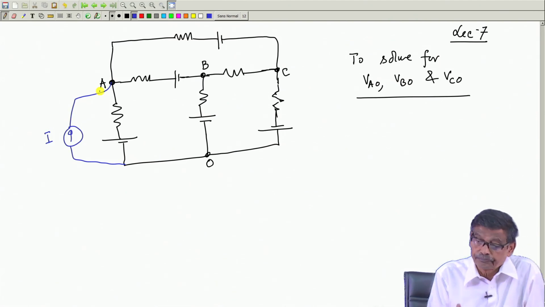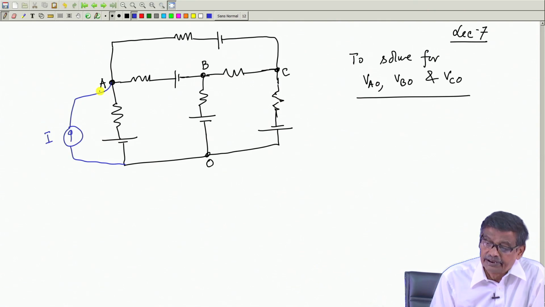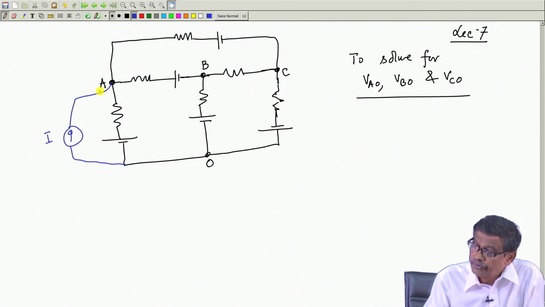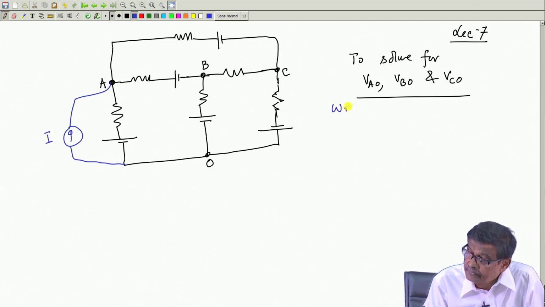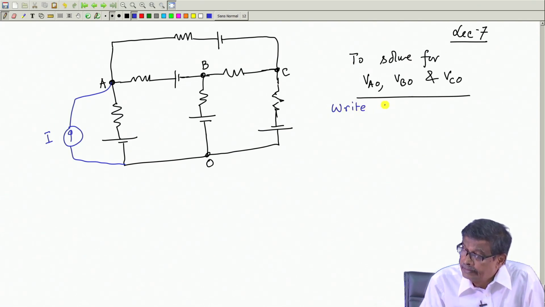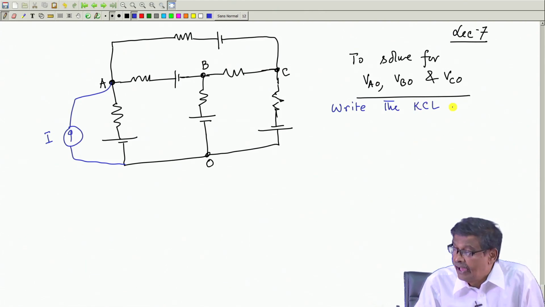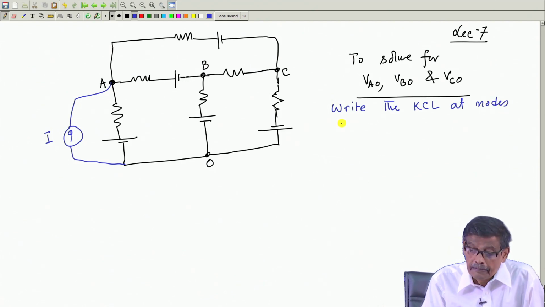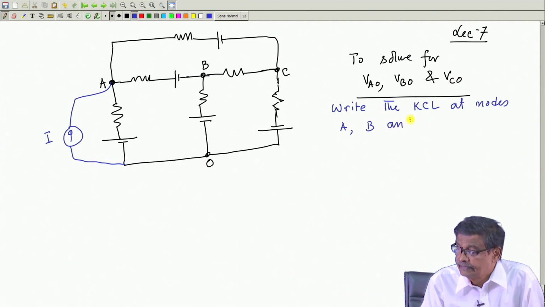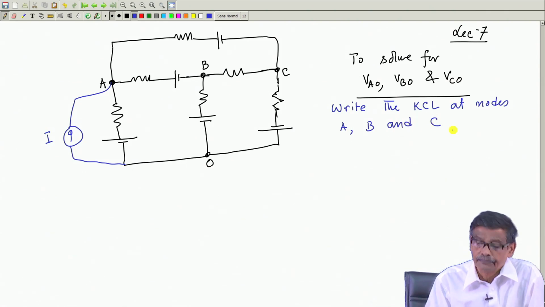Now, what is done is this: to solve for VAO, VBO, VCO, write the KCL at nodes A, B and C. That is what you have to do.